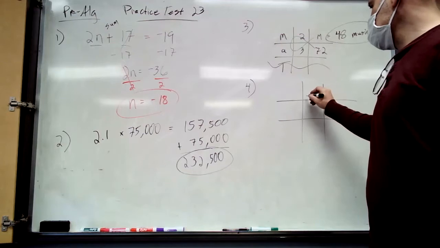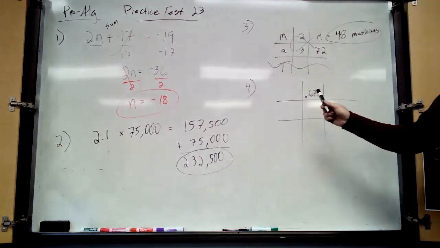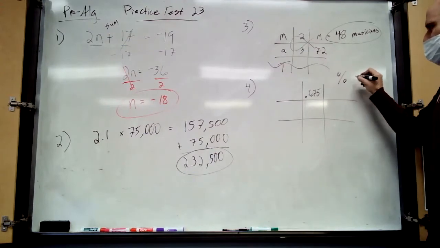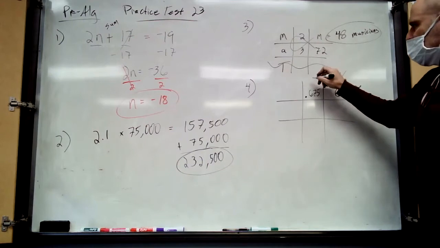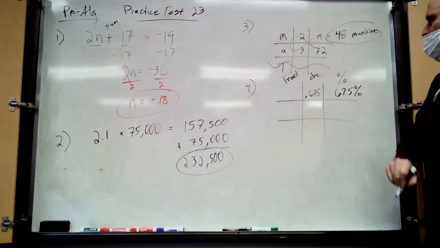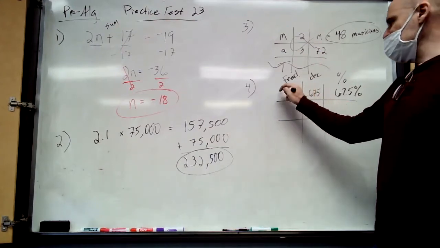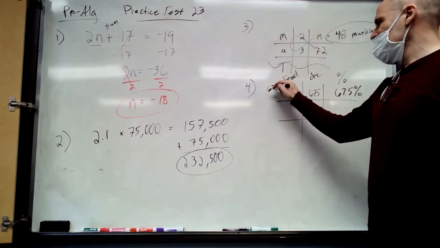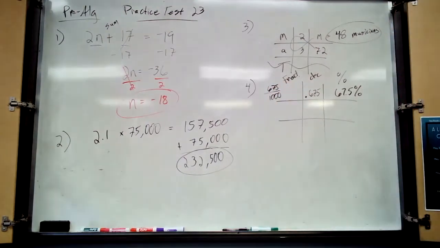Okay, so this is where we start, 0.675. Let's do the easy one first. How do you change that to a percent? Move it twice to the left. So 67.5%. Perfect. Now how do you change it to a fraction? You ignore the decimal and put it over 1,000, because it goes 3 places. So now you just have to reduce that.